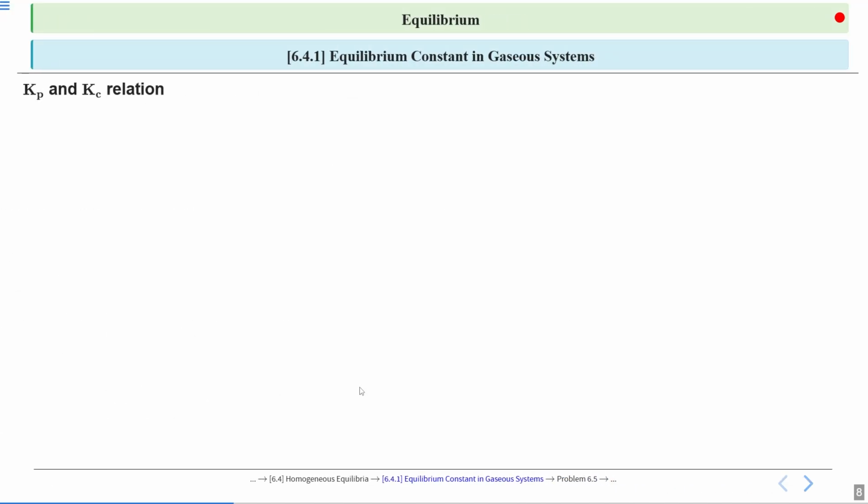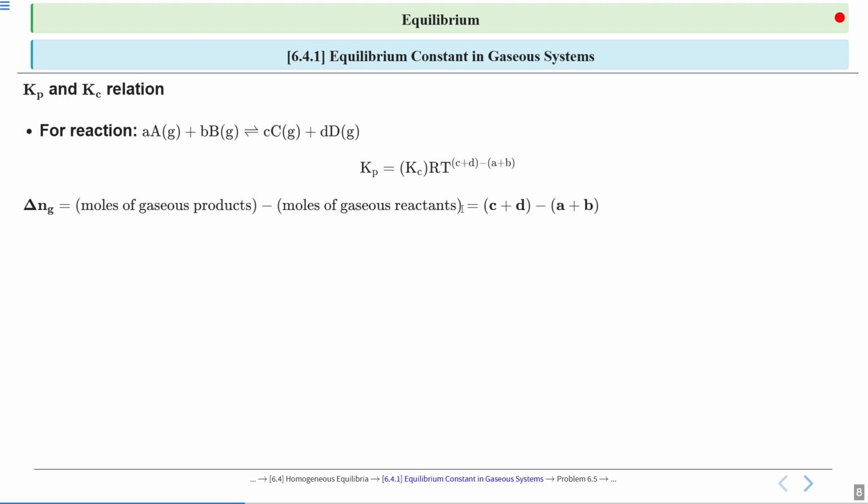Next, for the reaction, now that we have included the Kp-Kc relation, we can extend it further, and instead of writing (c + d) minus (a + b), we can write it as delta Ng, which is the change in number of moles of gaseous products minus that of gaseous reactants, because c plus d is the total number of moles of gaseous products and a plus b is the total number of moles of gaseous reactants. Now, substituting this value of delta Ng, we get Kp equals Kc (RT) raised to the power delta Ng, and this is your famous relation between Kp and Kc.